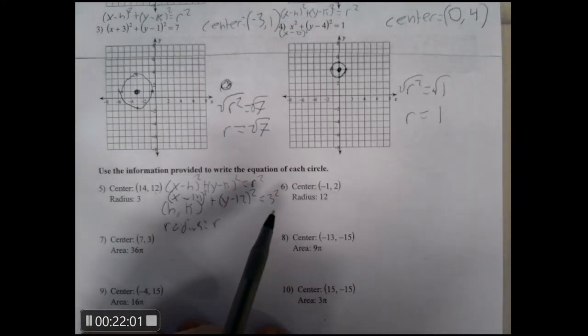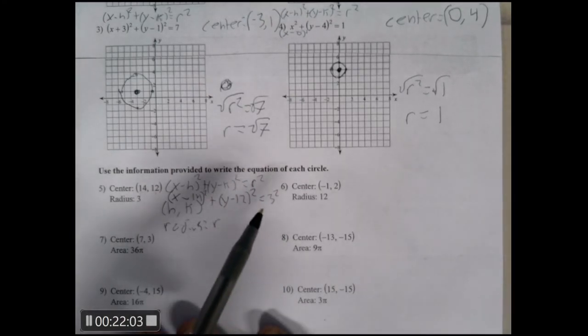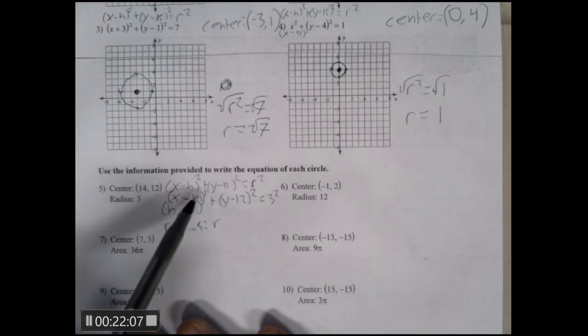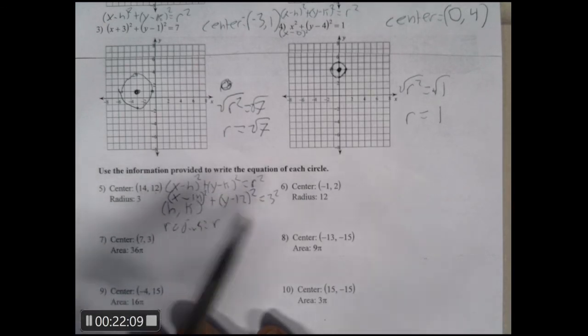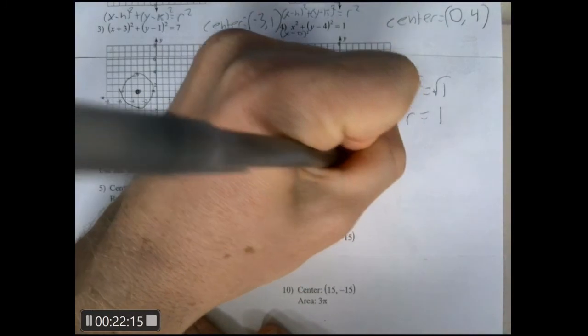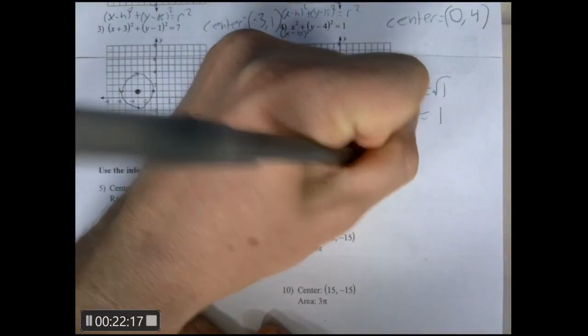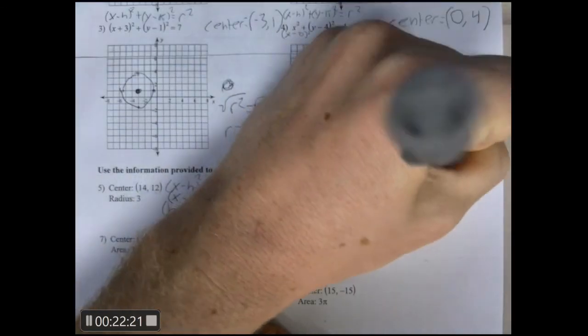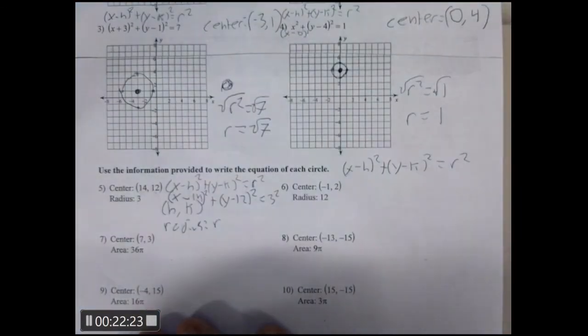Right? Don't forget that squared. I know someone will, and it's going to make me so sad when you forget the squared. But yeah, so x minus 14 squared plus y minus 12 squared equals 9. Make sense? The same thing for the next one. X minus h squared plus y minus k squared equals r squared. We're going to plug everything in.